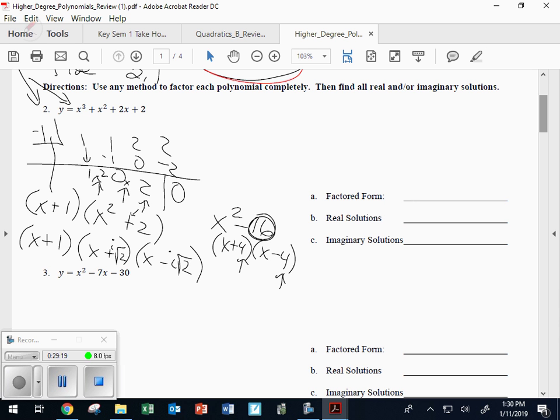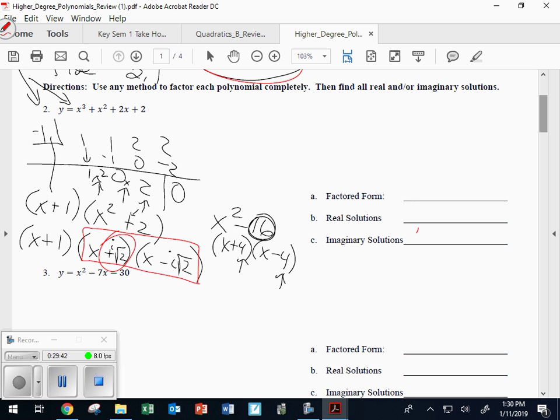Now, some kids are going, what? This seems like it's all new. You do not have to factor things like that. If you do, it means you're extra smart. You get the street cred from Mr. Server that, wow, this kid knows how to do that. That's cool. And you also have the imaginary solutions already done. Do you get what I'm saying?